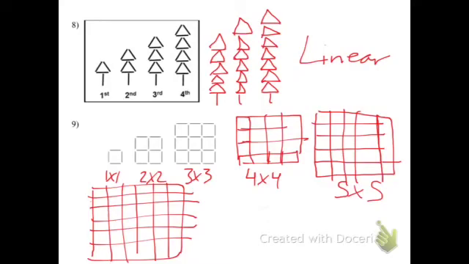This one doesn't follow a linear or exponential growth, because if you look at the number of squares, we got 1, 4, 9. This one actually follows a quadratic growth, and so it's not going to be linear or exponential. Just put neither. And there's your assignment.